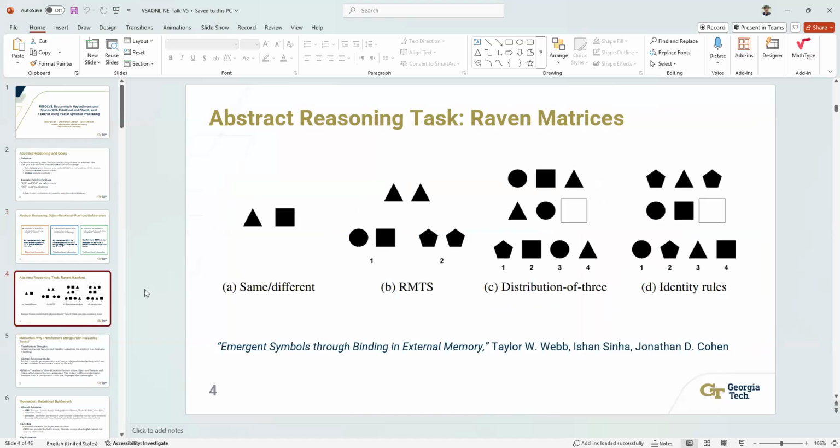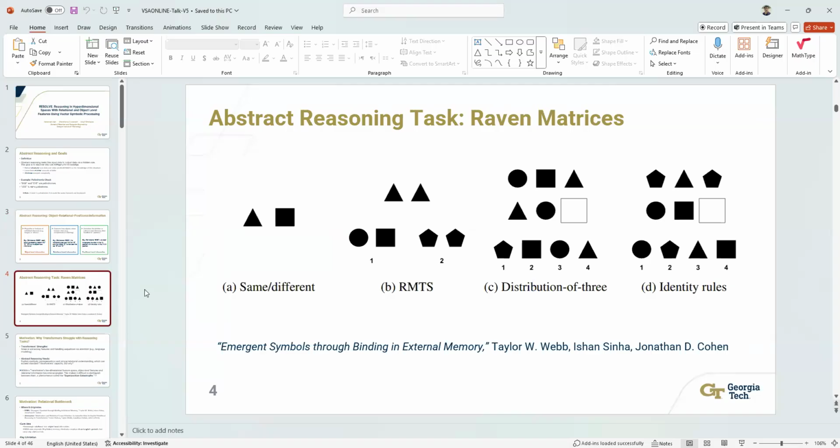Now, this slide gives a very high level overview of the kind of problems that we're trying to solve. It shows a bunch of pictorial examples taken from Jonathan Cohen's paper. Jonathan Cohen is a professor at Princeton. And of course, Raven's matrices are very well known in psychology. They're generally used as IQ tests for children. And these are some examples.